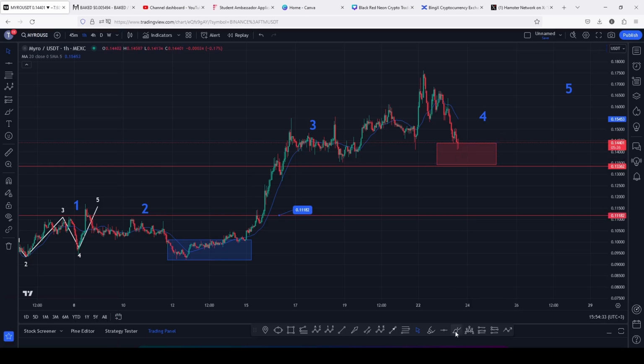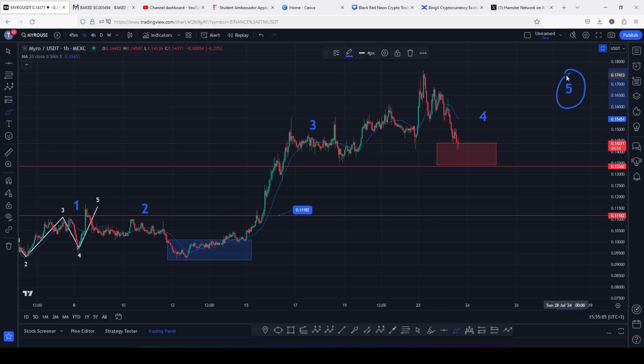And the first one is that we can get a deeper pullback into the area, get one more new low in this Elliott count 4, and once that plays out, then we can expect another bounce to the upside in an Elliott count 5, which will be confirmed the moment we see a break above the significant high we made in this Elliott count 3 above the 0.17668.